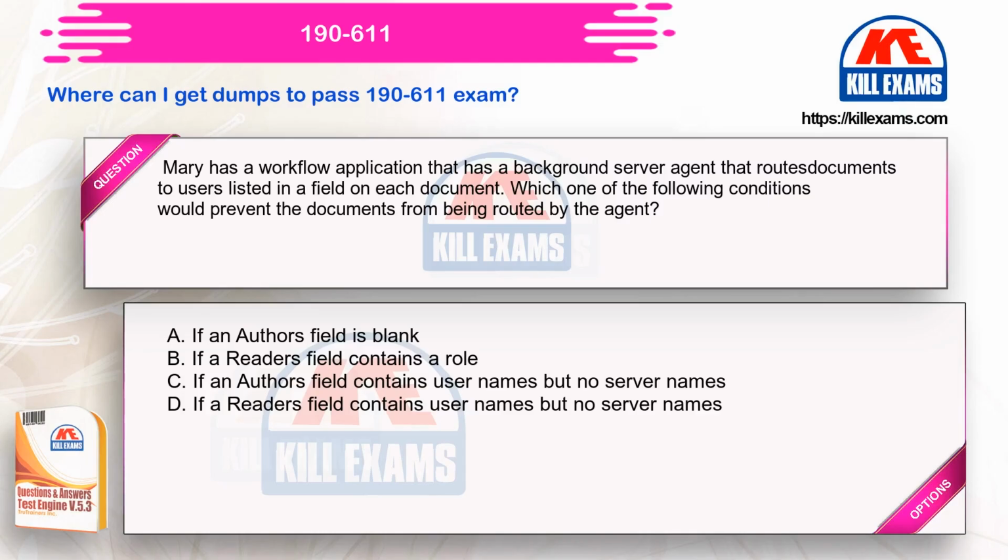Mary has a workflow application that has a background server agent that routes documents to users listed in a field on each document. Which one of the following conditions would prevent the documents from being routed by the agent?